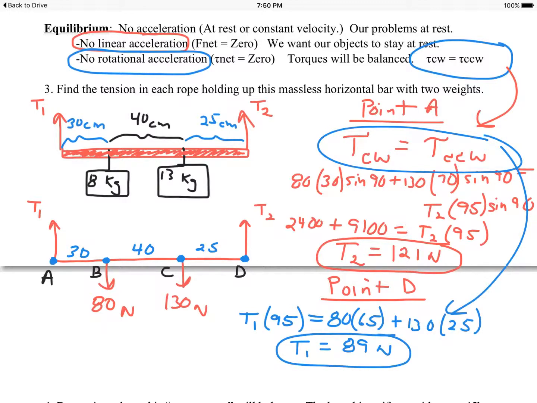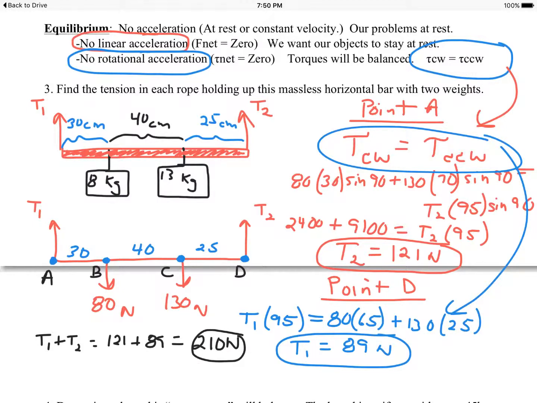But what's good about that is if you look at your T1 and T2, if you add them up right now, T1 plus T2, 121 plus 89 equals, I believe, 210 newtons, which it needs to do because the upward T1 plus T2 have to equal the downward 80 plus the 130. So we have 210 newtons up, 210 newtons down. So that's just a check there. That 210 newtons is a check.